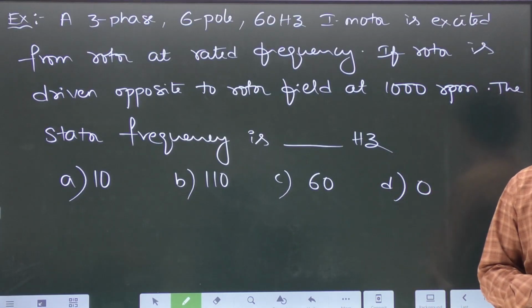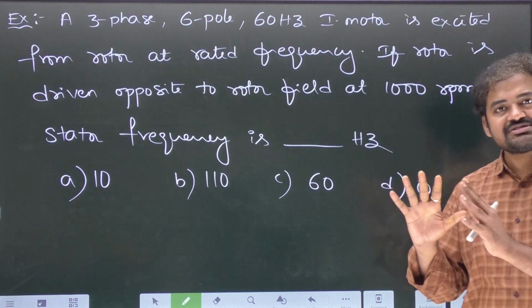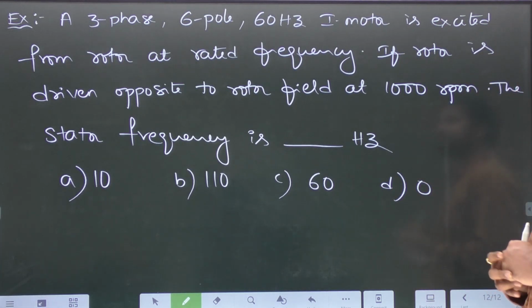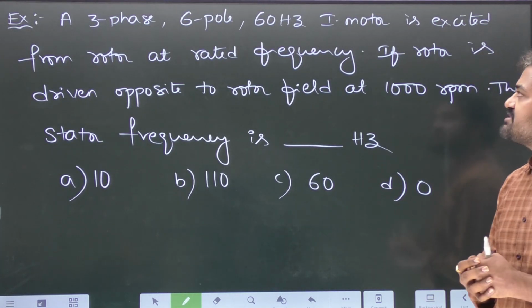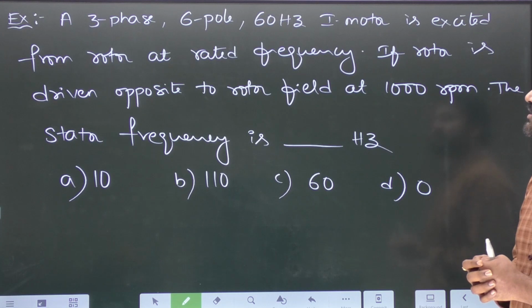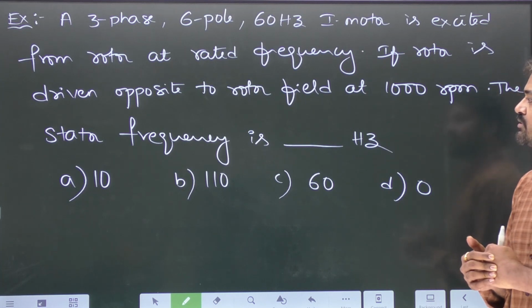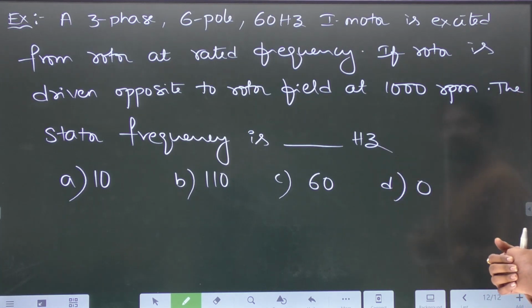Okay, so we have one more question. It is almost the same as the previous question, but with a slight modification. Go through this question. A 3-phase 6-pole 60 Hz induction motor is excited from the rotor at rated frequency. If the rotor is driven opposite to the rotor field at 1000 RPM, what is the stator frequency?